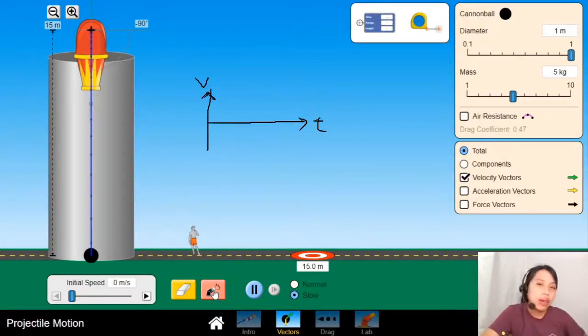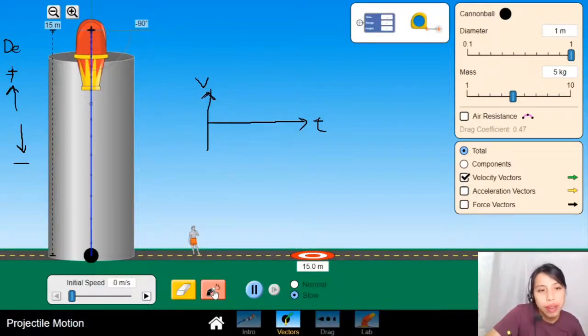We need to define our directions because in kinematics, velocity is a vector. So where is positive, where is negative? Let's define down as negative. It's kind of normal, like the axis when you draw a graph, up is positive, down is negative. So first step, we need to define.